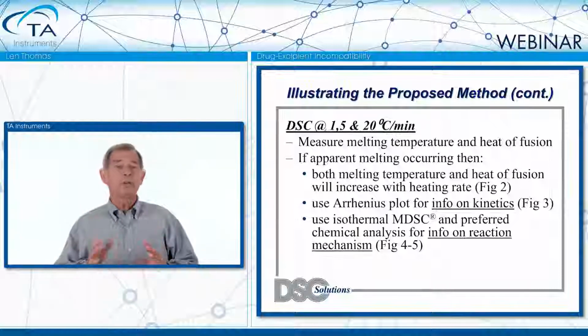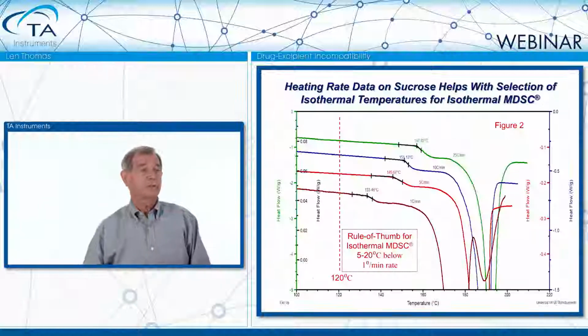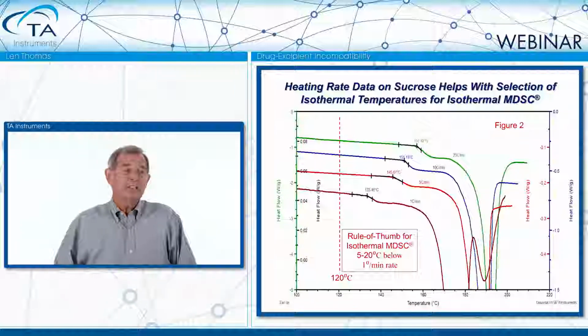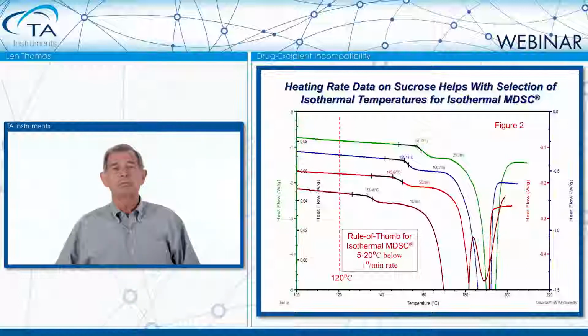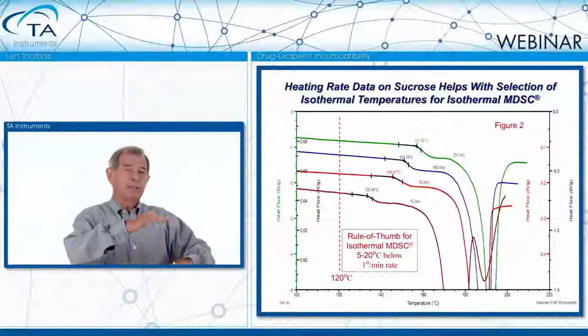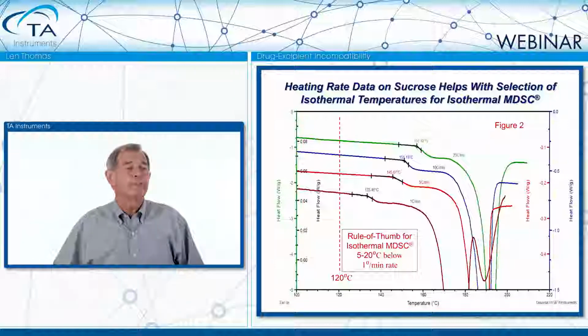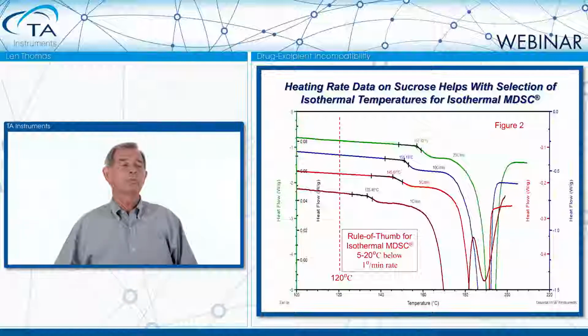And so once we know there's apparent melting, we can use DSC and MDSC to look at the kinetics of the reaction as well as the chemistry of that reaction. And that'll be illustrated. Some of this is a slide that you saw in webinar number 2, and it's on sucrose that is made from sugar cane. And this is an expanded view of the baseline for the sucrose sample.